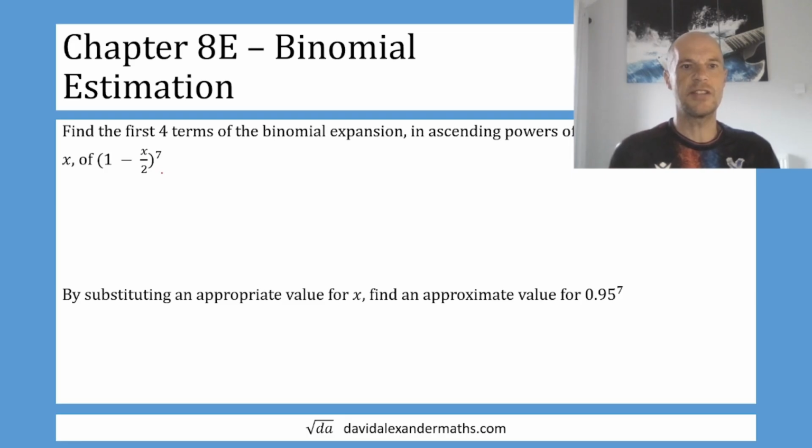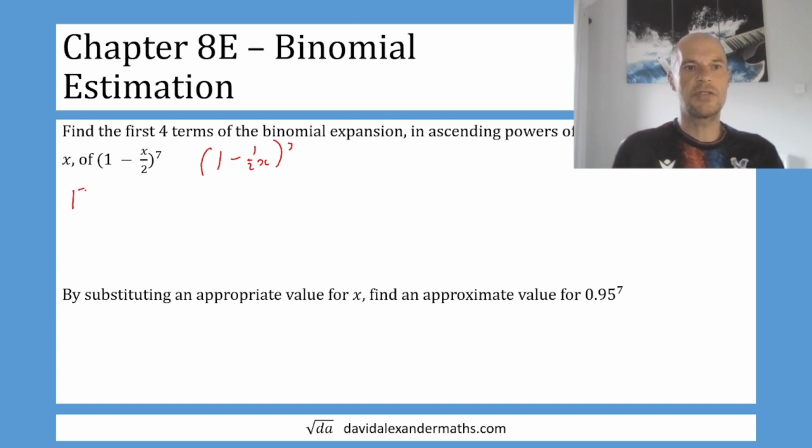Well, this is something we can definitely do already. The only thing that might be a little bit confusing for you is it says x over 2. You might prefer to write this as (1 - 1/2 x) to the power of 7 so that you've got a number in front of the x. So we'll do our usual.